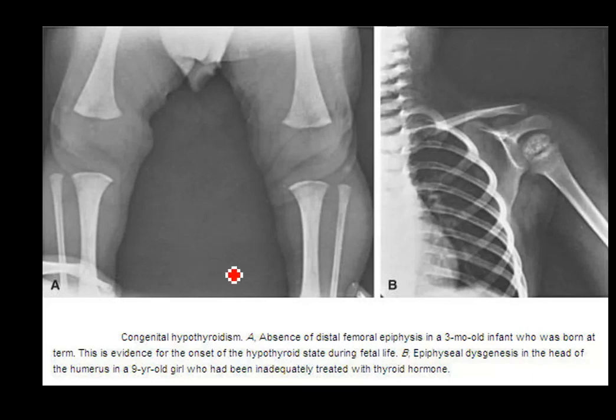Picture A shows absence of the distal femoral epiphysis. This is the distal femoral epiphysis; it is absent, it's not found, in a 3-year-old infant who was born at term. In B, there is epiphyseal dysgenesis in the head of the humerus in a 9-year-old girl. So there is absence of the femoral epiphysis in picture A, whereas picture B shows the epiphyseal dysgenesis.